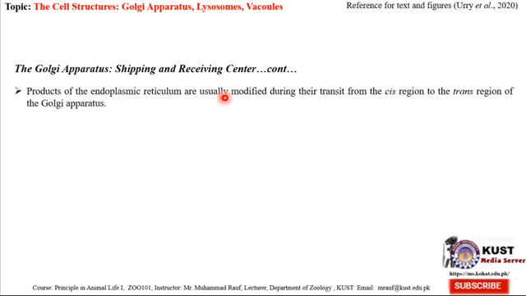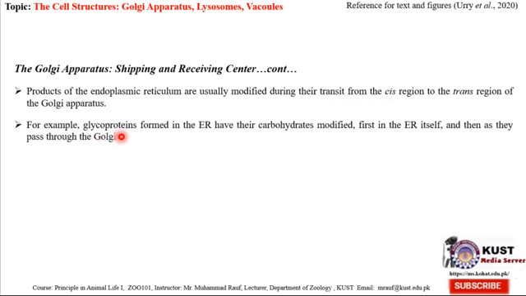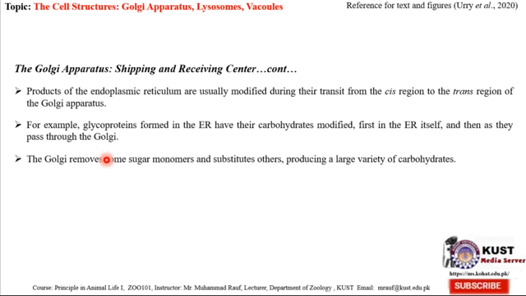Products of the endoplasmic reticulum are usually modified during their transit from the cis side towards the trans side. For example, glycoproteins formed in the endoplasmic reticulum have their carbohydrates modified first in the ER itself, and then as they pass through the Golgi, some of the monomers of these carbohydrates are replaced with other types of molecules in the Golgi apparatus. The vesicles are also tagged there, just like postcodes, which helps these vesicles find their destination.